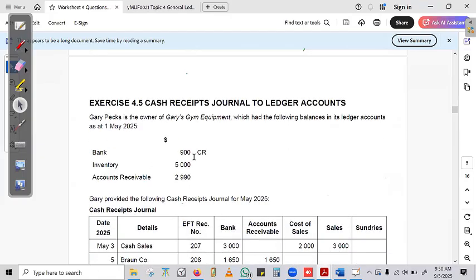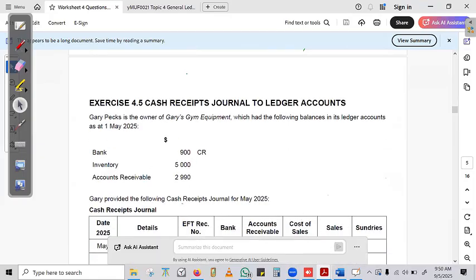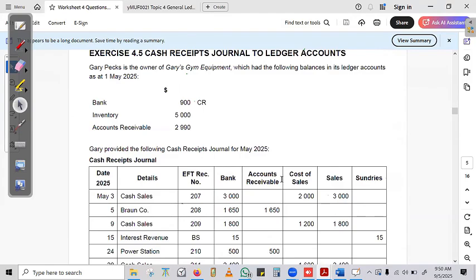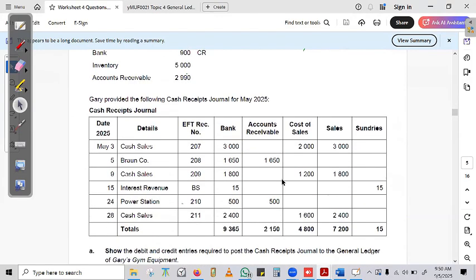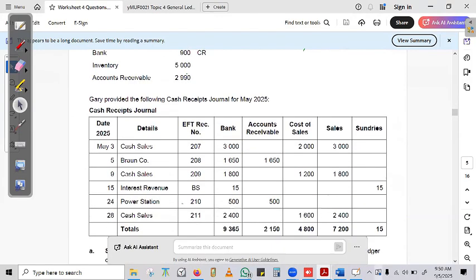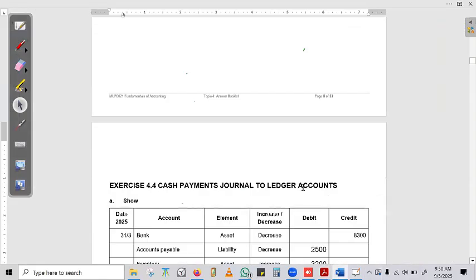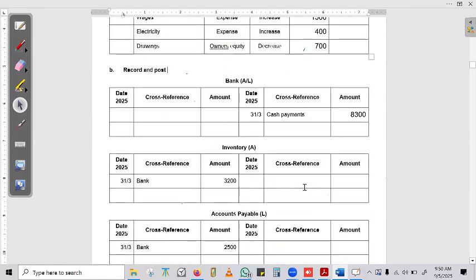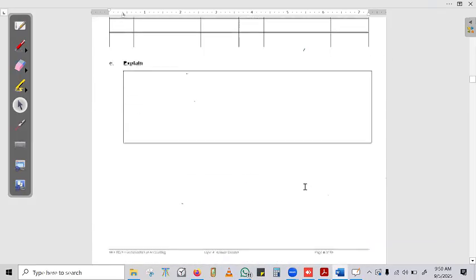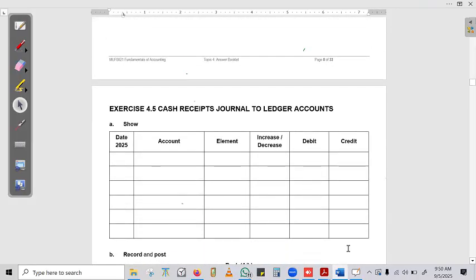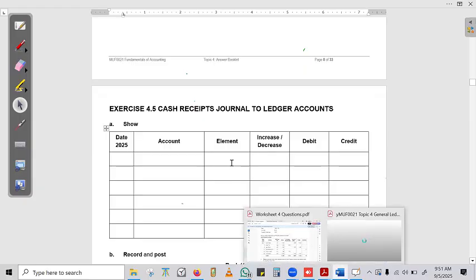Cash receipts journal, right? We did cash payments, now we are doing cash receipts. Okay. Yeah, cash receipts, right?